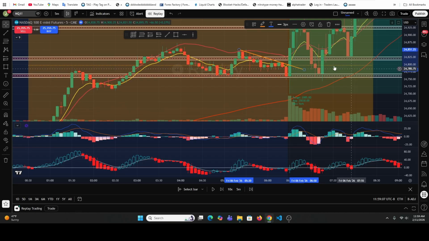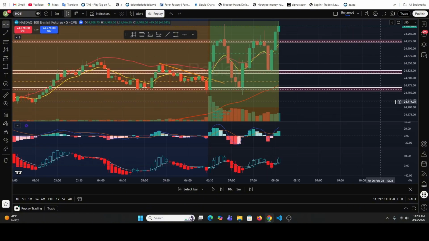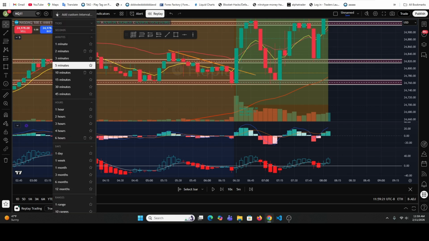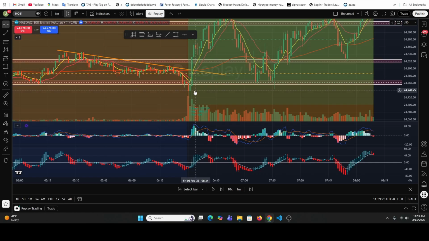We're going to come down to our 1 minute. Let's select our bar so we don't get lost. If you're back testing, this is a great way to do it. And then you're looking for where potentially the trend happened. So let's not get ahead of ourselves. Let's go down to our 1 minute. And now let's make sense of this.